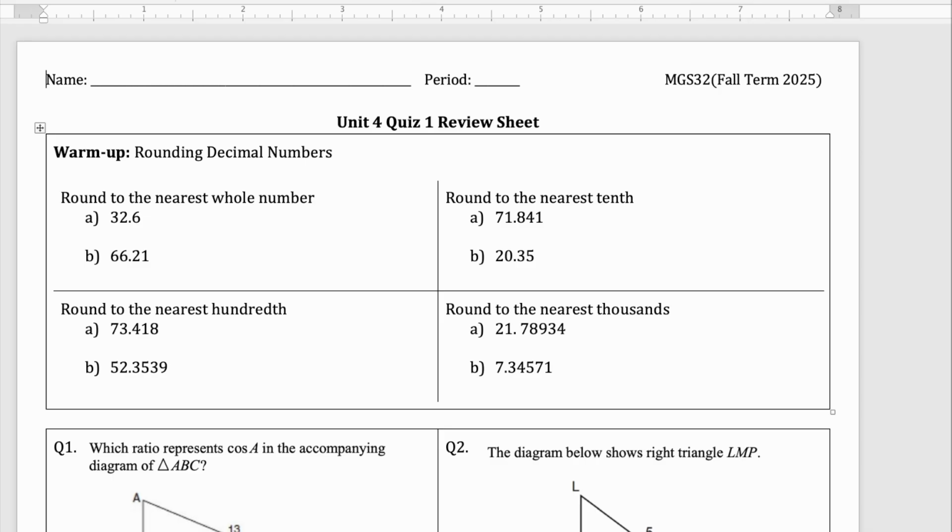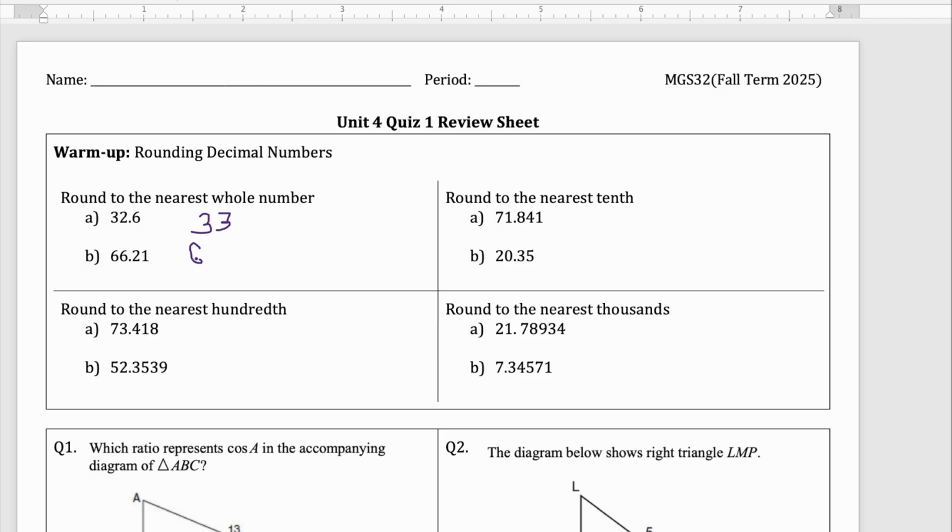And we see that right in the tens place, our number is a 6, and anything 5 or more, the number is going to round up. So the nearest whole number is going to be 33. Okay. For 66.2, right?